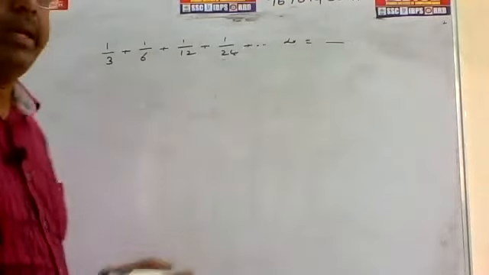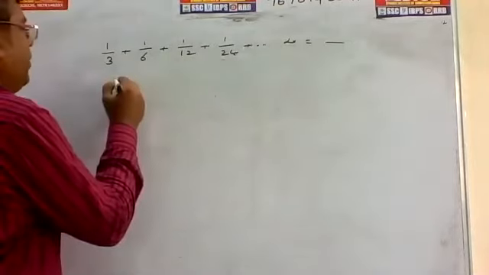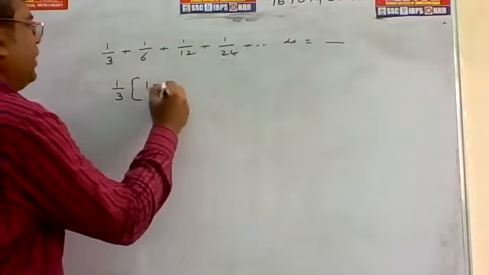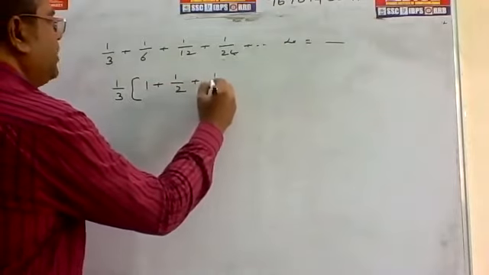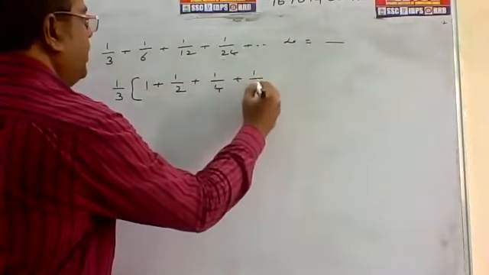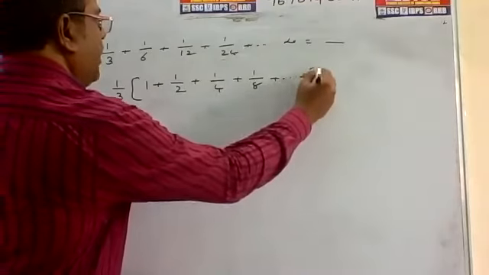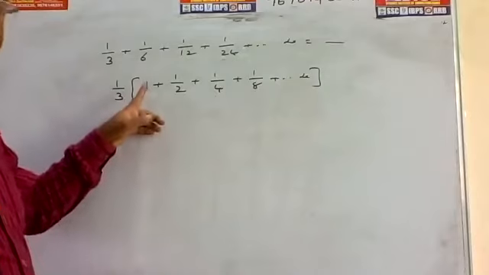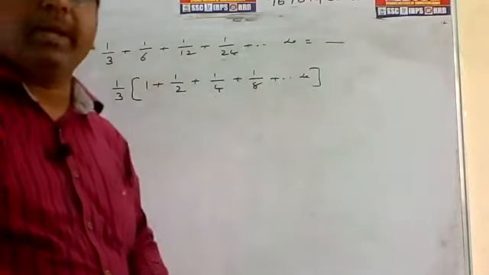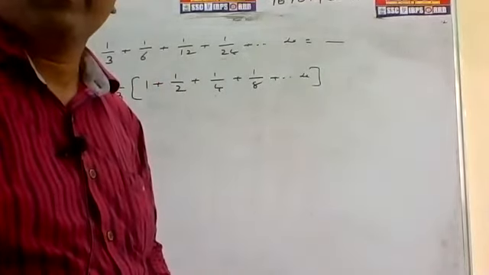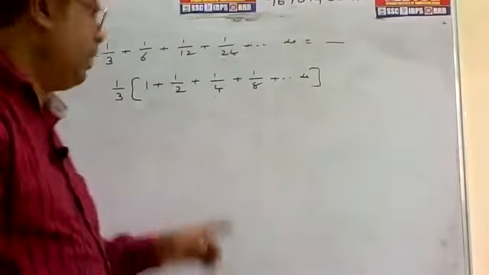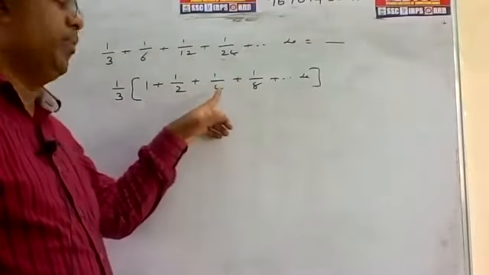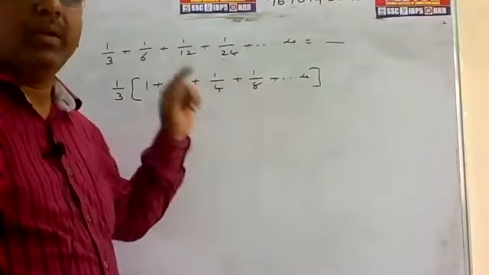Okay. Now see here, I am taking 1 by 3 common. It becomes 1 plus 1 by 2 plus 1 by 4 plus 1 by 8 plus so on infinity. This is nothing but 1 plus 1 by 2, 1 by 2 square, 1 by 2 cube. The first formula.